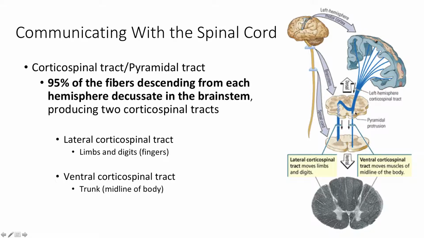And then 5% will remain on the original side. So this division will create 2 corticospinal tracts per hemisphere, descending on each side of the spinal cord. So let's just focus on the left hemisphere for now, but keep in mind that you also have the same thing for the right hemisphere.